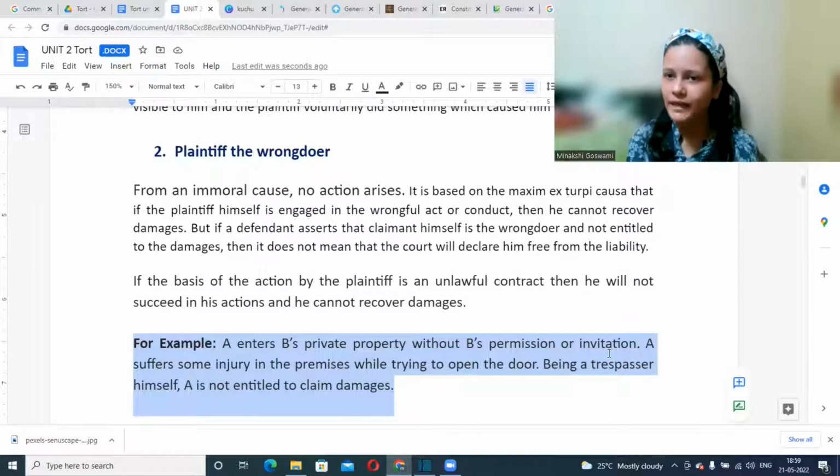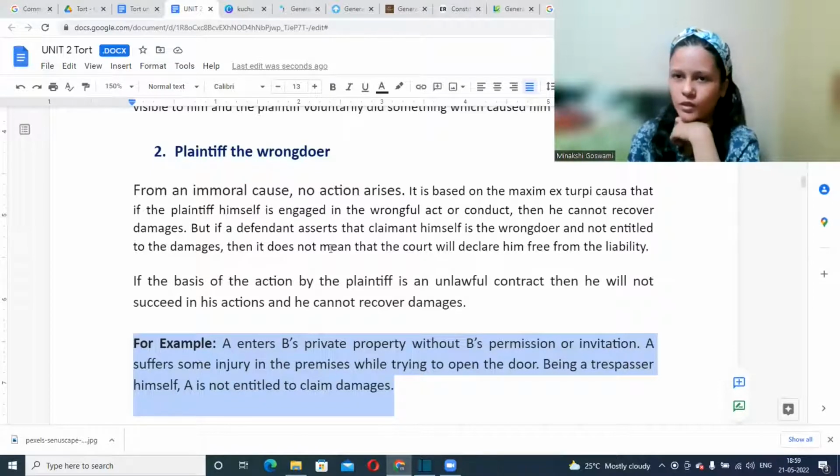There, B will come with the defense that A was doing something wrong. A is only the wrongdoer. I never invited him. I never consented that he can enter my property. Still, he entered my property, as in he's a trespasser. He himself is the wrongdoer. He has done the wrong of trespass, and while doing that, he sustained injury. So I'm not responsible for it because the plaintiff was the one who was doing the wrong.